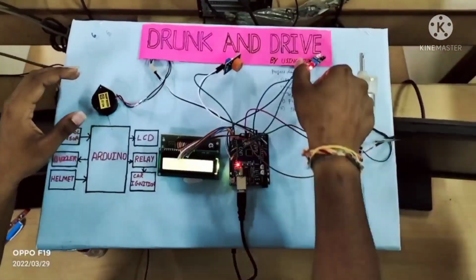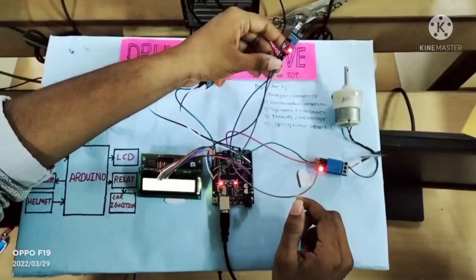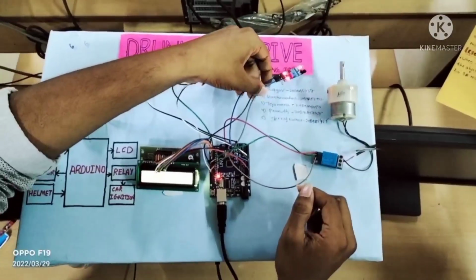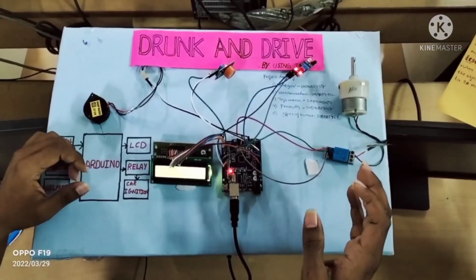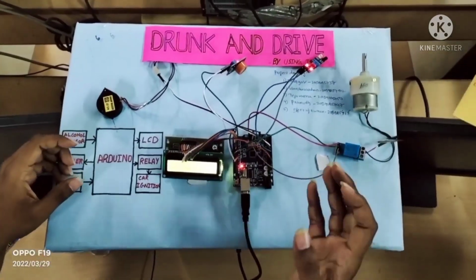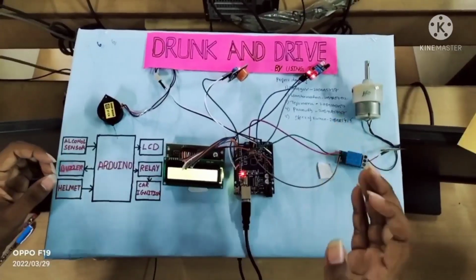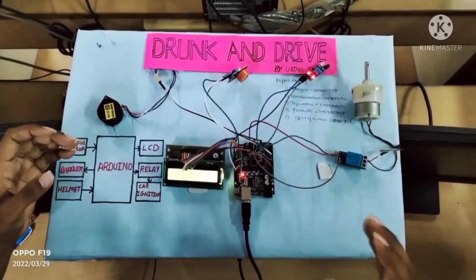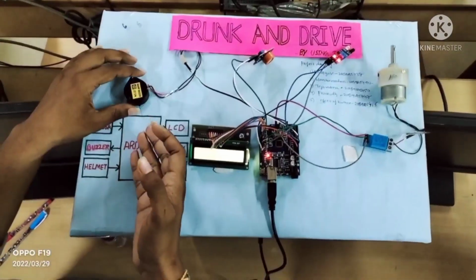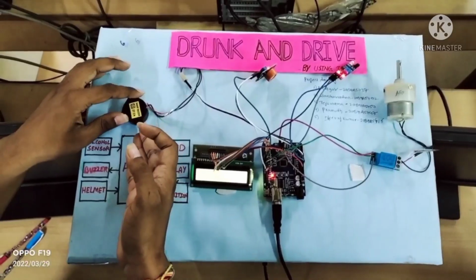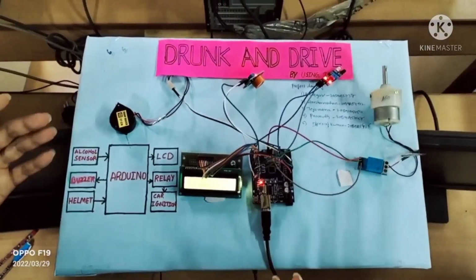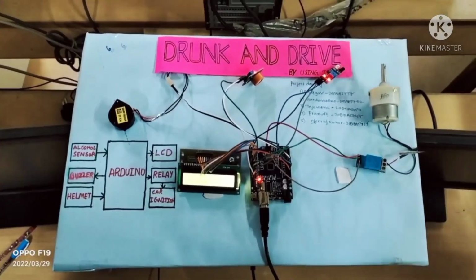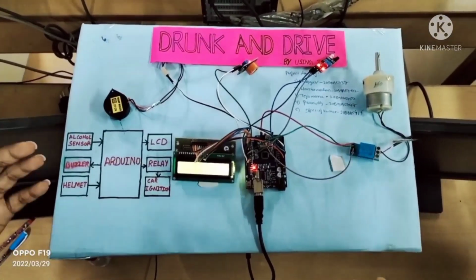And here we can see the IR sensor. It can be used as a switch in the helmet. It detects whether a helmet is present or not. And finally, this is the buzzer. It turns on and off depending on whether alcohol is present or not.